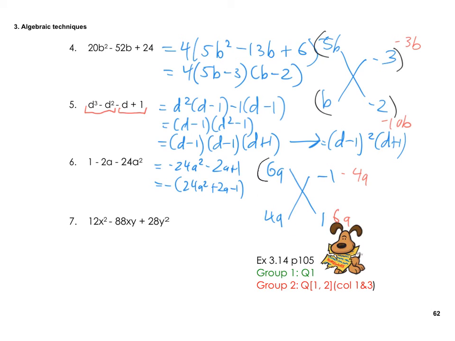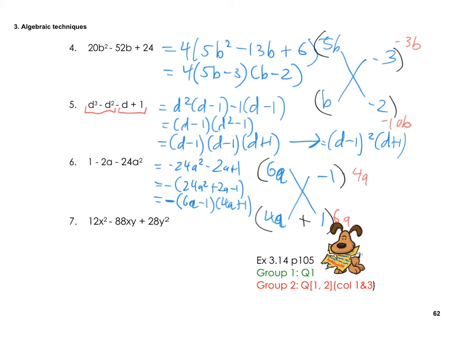So here are my answers. So equals, that minus is still there. 6a minus 1, 4a plus 1. And that's an A, not a Q. They're both A's. Okay, so that's question 6.